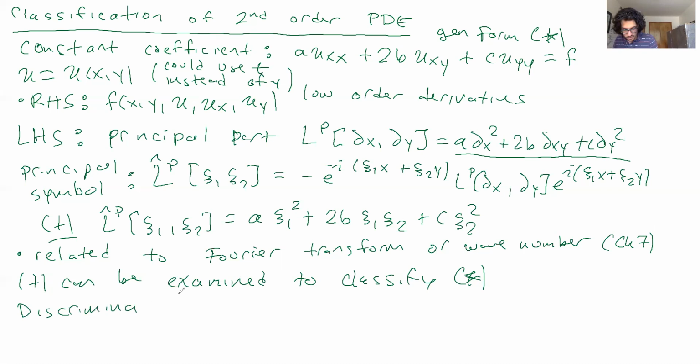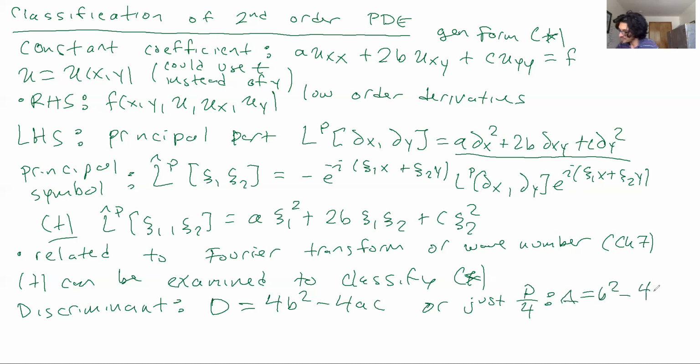So the key object, which may not be a surprise if we were going to compute one number from that polynomial, is going to be what's called the discriminant, okay? And you take the middle term squared and subtract 4 times AC, okay? This is just like what you get from the quadratic formula, the element inside the square root, okay? Or, in our case, we can just have d over 4, which we'll call delta, which is b squared minus AC. So b squared minus AC, okay?